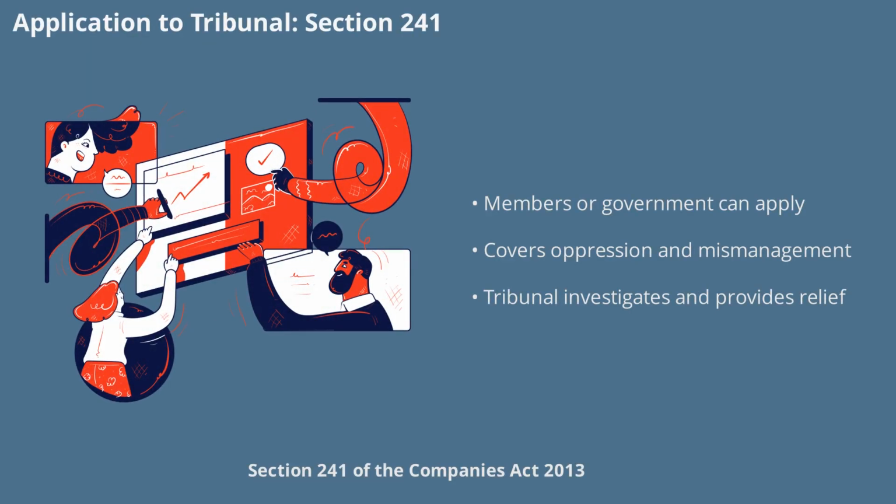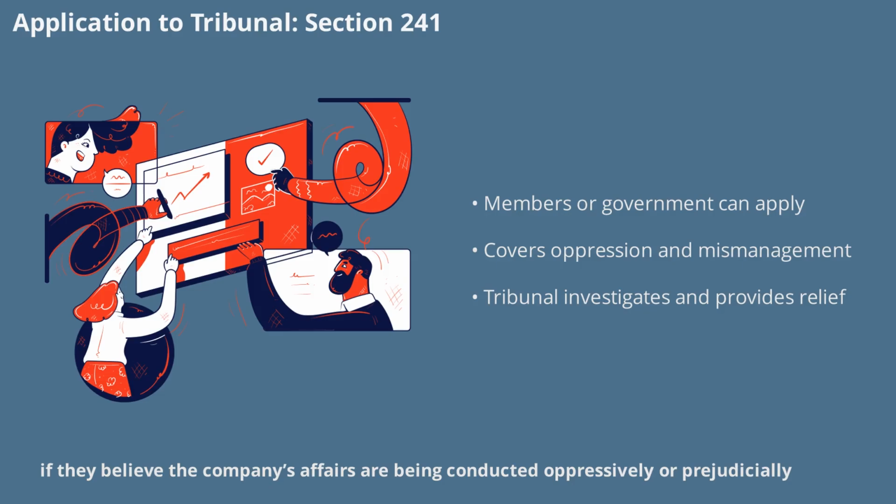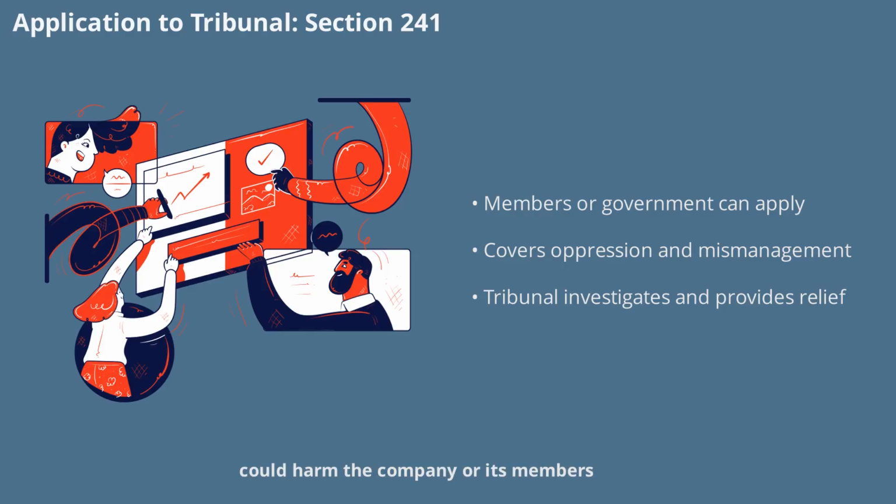manner. Section 241 of the Companies Act 2013 allows any member or the central government to apply to the NCLT if they believe the company's affairs are being conducted oppressively or prejudicially. This includes cases where management changes could harm the company or its members. The tribunal can then investigate and provide relief if necessary. This process ensures that both individual and collective grievances can be addressed.